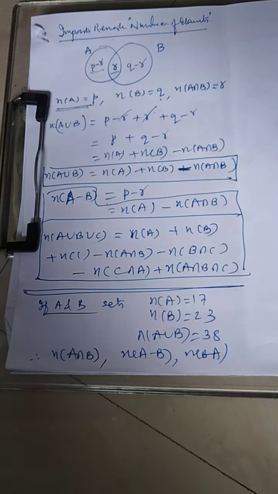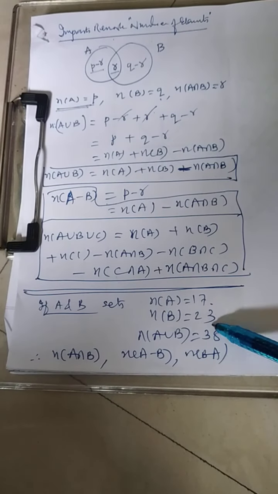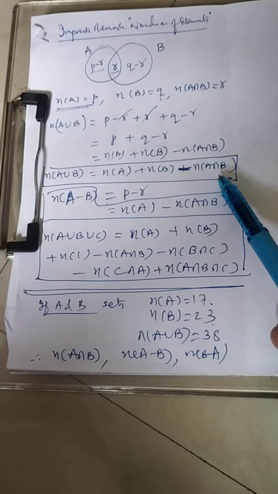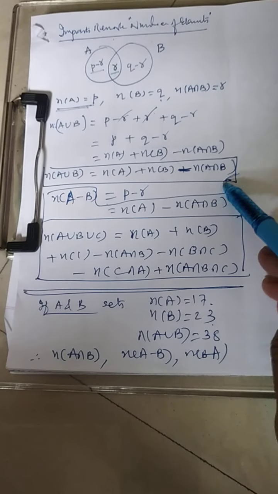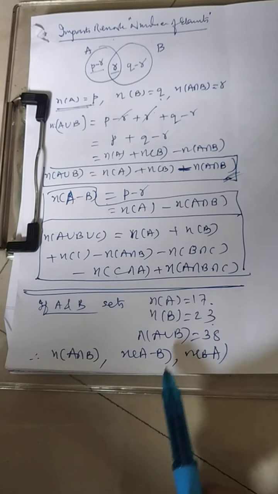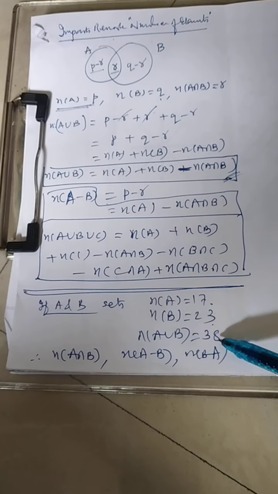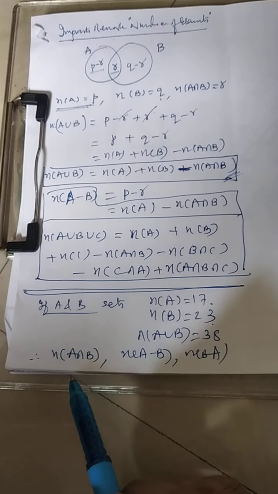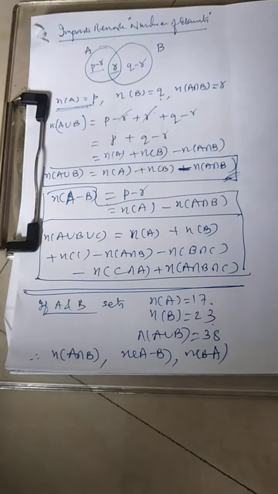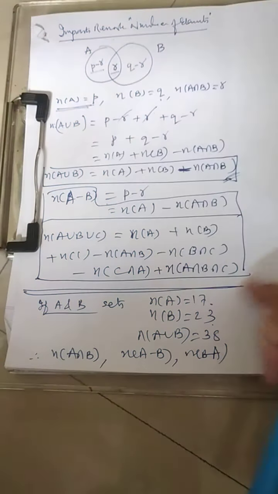If you wish to solve this problem, you can put n of A, n of B and the union in this formula and get the intersection. Suppose n of A minus B is asked, then put n of A minus n of A intersection B, and you will get A intersection B from the first problem, and you can easily answer the question. So by knowing this property you can solve.